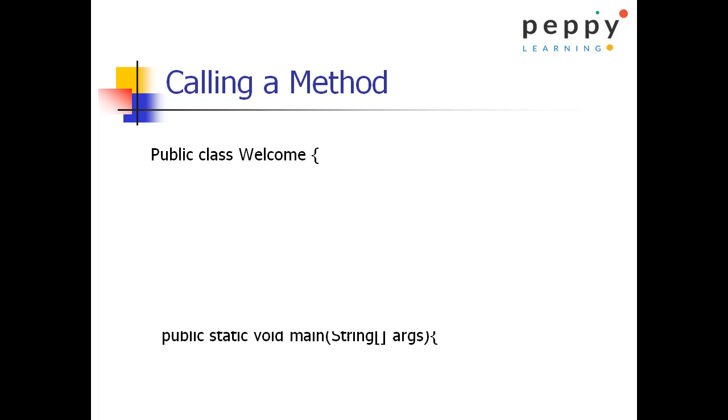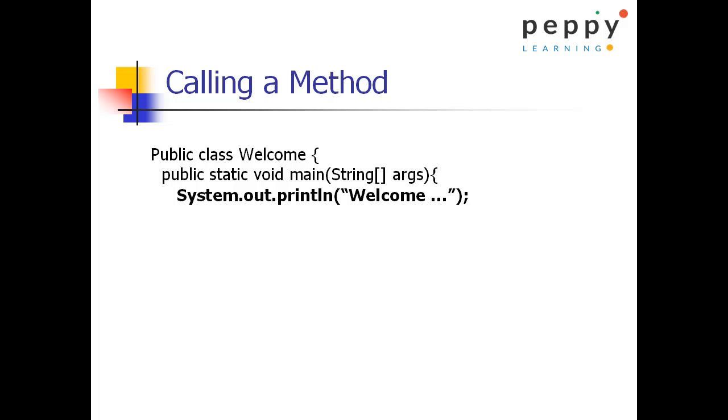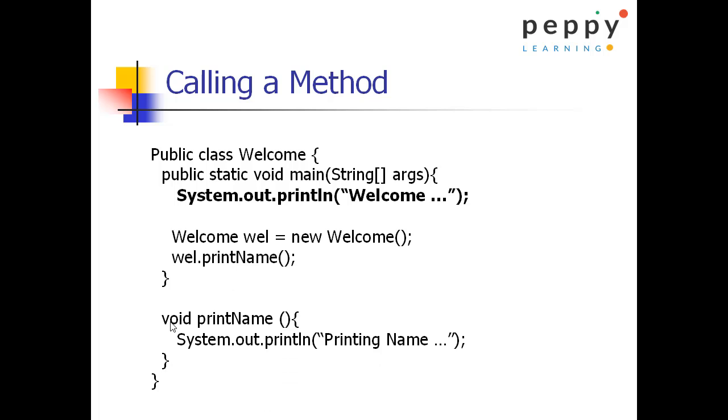Calling a method. This is a class. In the class, if you want to call any method, first of all you have to create the method inside the class. Then you have to create an object. With the object reference, you have to call that method. Let us see in practice.